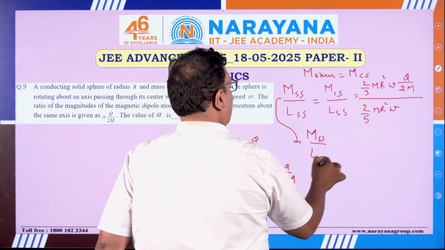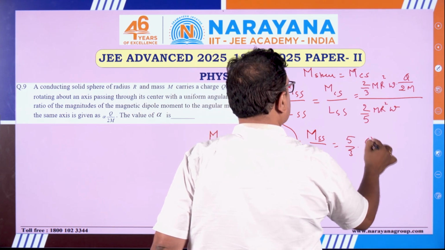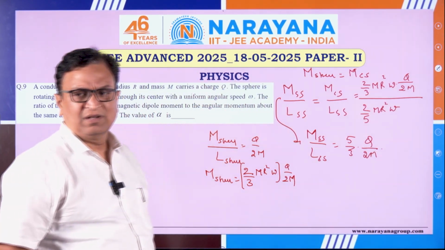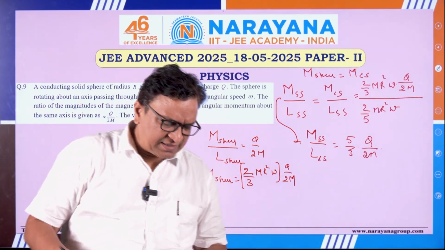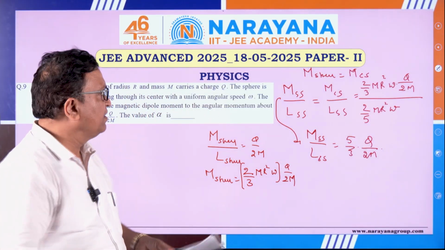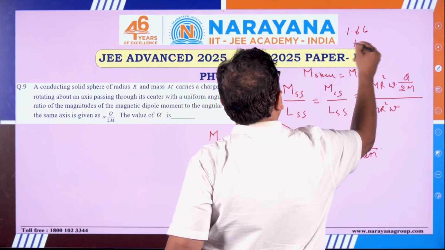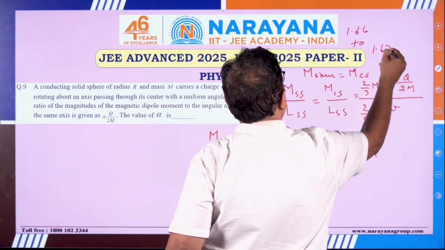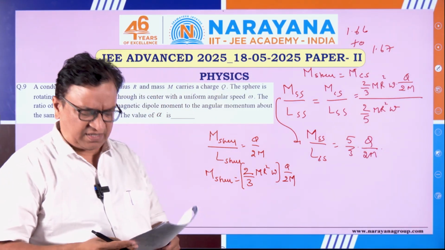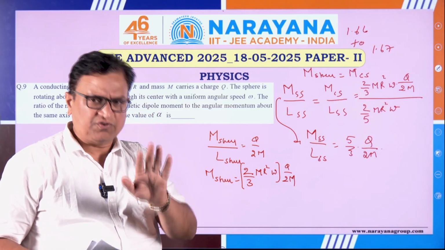MSS by LSS is simply 5 by 3 times of P by 2. Your answer is 5 by 3, because it is a numerical type question, so 1.66 or 1.67, anything will be the answer for this. You put any of these, you will get the answer right. Very simple question, but confusion is there.